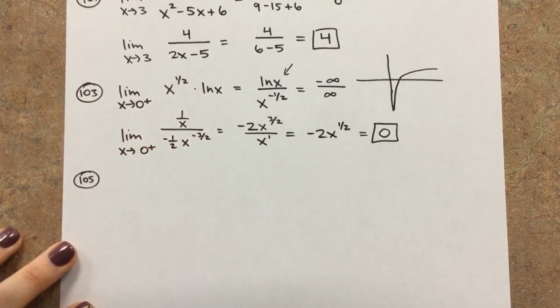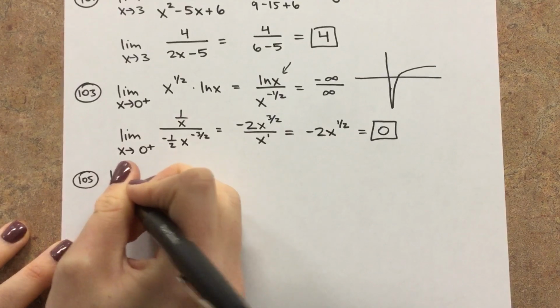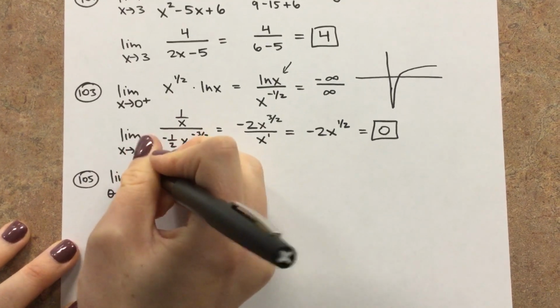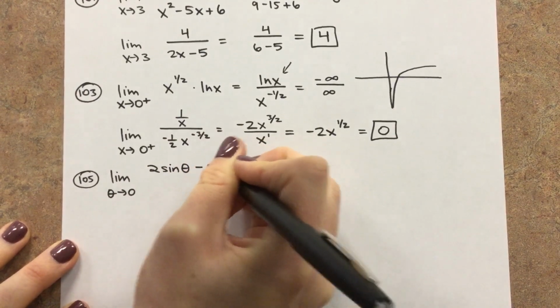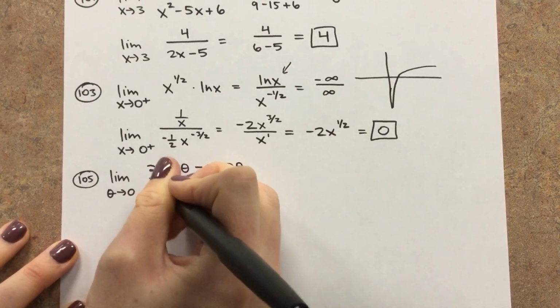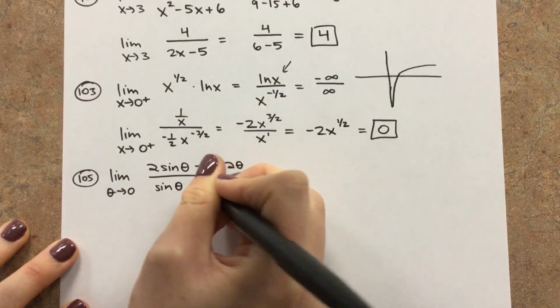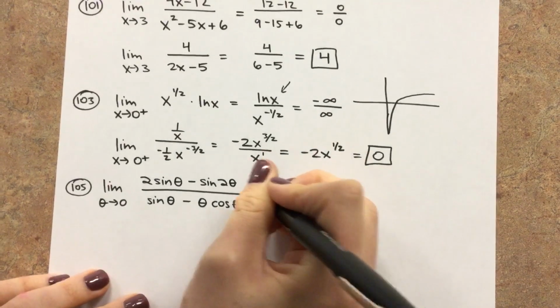Next one, more L'Hopital's rule. So this is the limit as theta approaches 0. It's going to require a little bit of chain rule action here with that nested function. And then a little product rule action with this one right here. So I plug the 0 in.